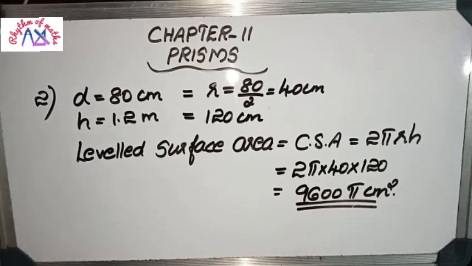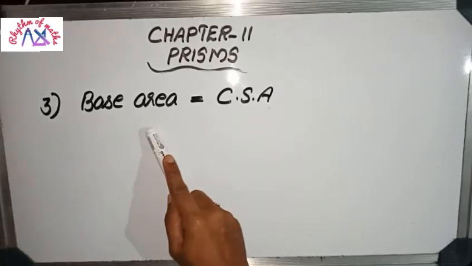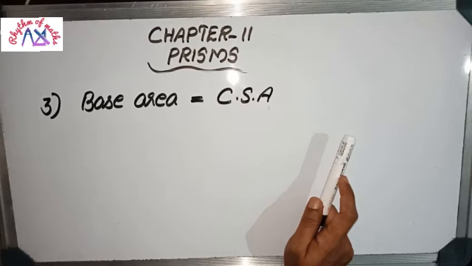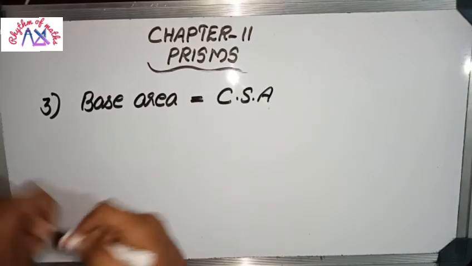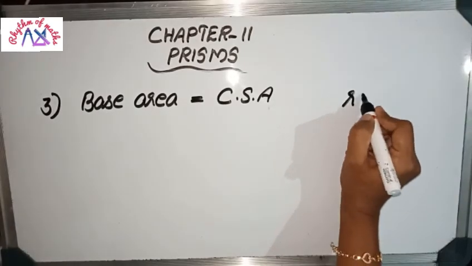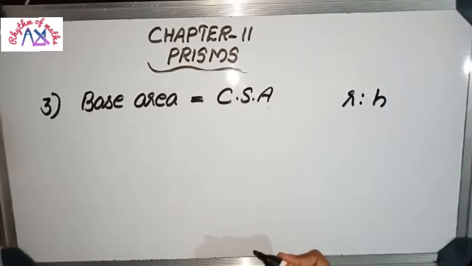Now let's do the last question of this chapter. Here is your question. The base area and the curved surface area of a cylinder are equal. What is the ratio of the base radius and height? Here in this question it is given that for a particular cylinder, base area and curved surface area are both equal. The question is, what will be the ratio of the radius and height? Ratio of radius and height means r is to h we need to find.